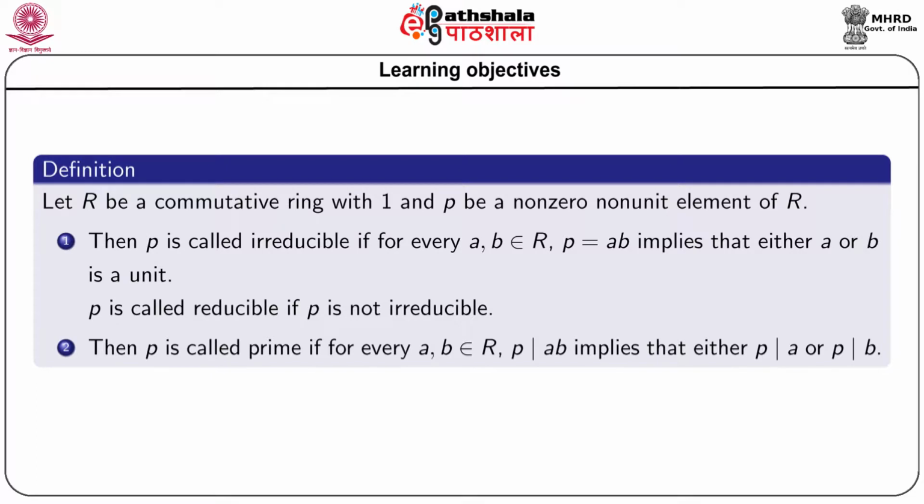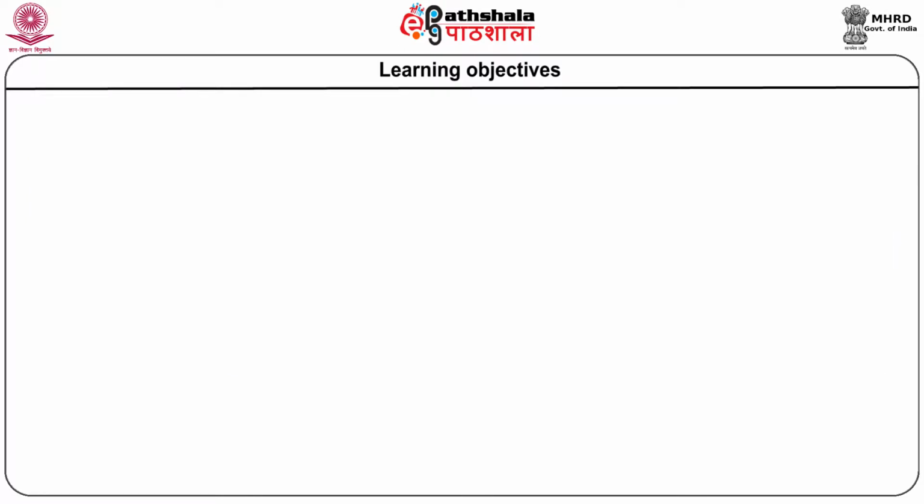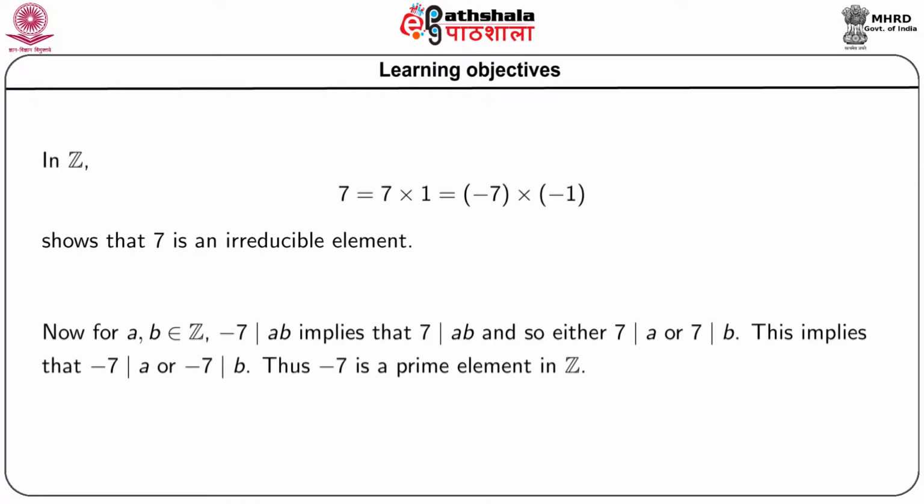And naturally, we will define p to be reducible if p is not irreducible. And we define a non-zero non-unit element p to be prime if for every a, b in R, p divides their product implies that either p divides a or p divides b. First of all, we give two elementary examples, one of an irreducible element and the other of a prime element.